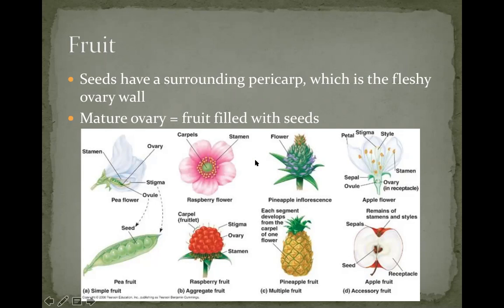Okay, so fruits. With the fruit, remember, like I said, it's basically the mature ovary. So when the ovary matures, that'll eventually become the fruit of that flower, and inside the ovary are the individual ovules. And when that matures, those ovules will become the seeds of the fruit. Now, most fruits have a surrounding pericarp, which is basically the fleshy ovary wall. So most of the time, the part of the fruit that you eat is that fleshy pericarp, so the ovary wall that's surrounding those seeds.